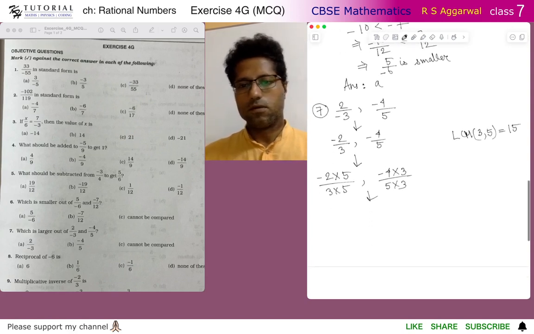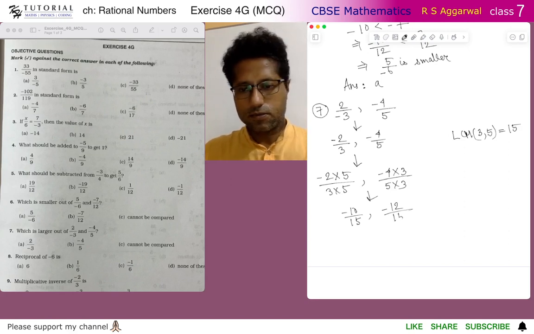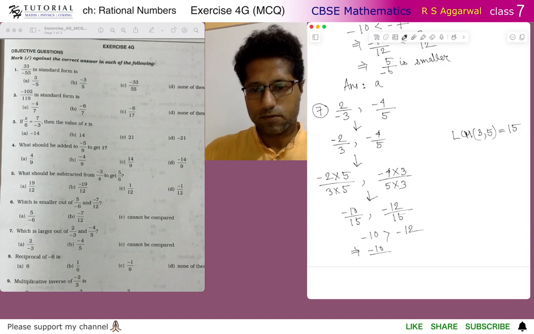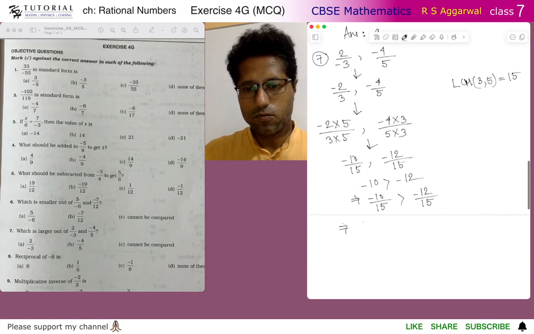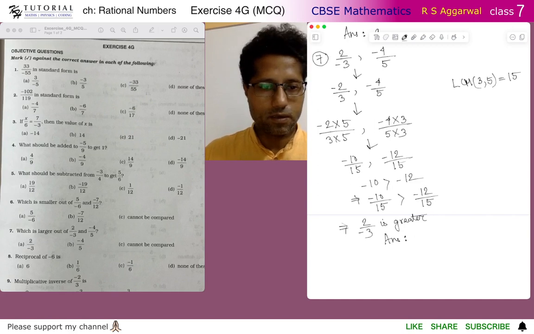So now the rational numbers become minus 10 by 15 and minus 12 by 15, and it has asked clearly for the larger one. So we have minus 10 greater than minus 12. This implies minus 10 by 15 is greater than minus 12 by 15. So this implies 2 by minus 3 is greater. So the answer will be option A.